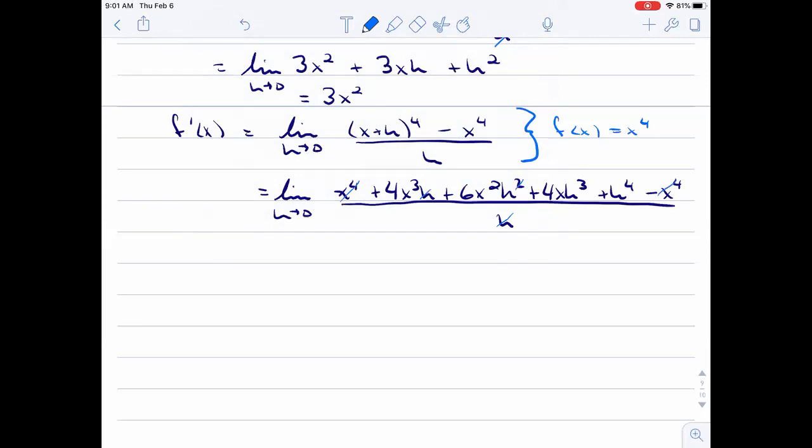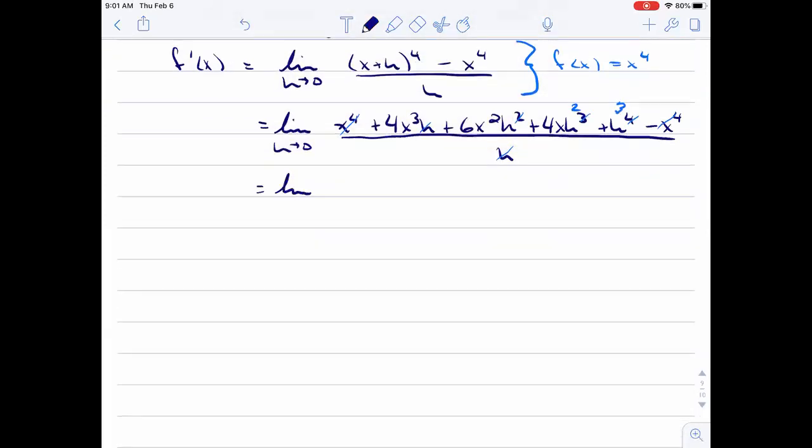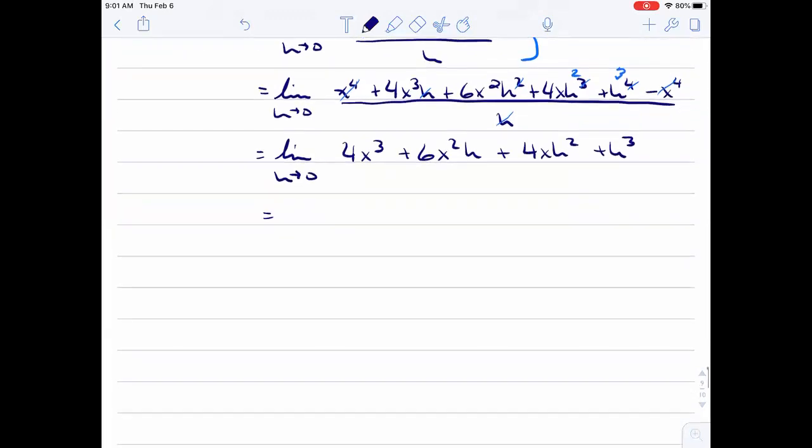Everything is going to cancel more or less. So now we have the limit as h goes to 0 of 4x to the 3 plus 6x squared h plus 4x h squared plus h to the 3. As h goes to 0, the only thing left is 4x to the 3. Whew.